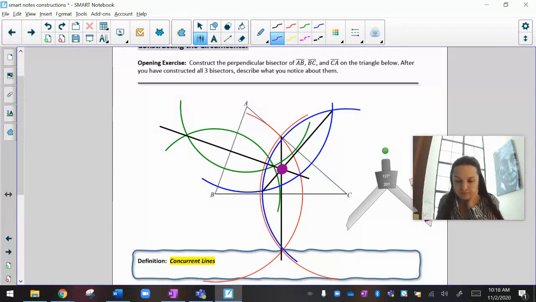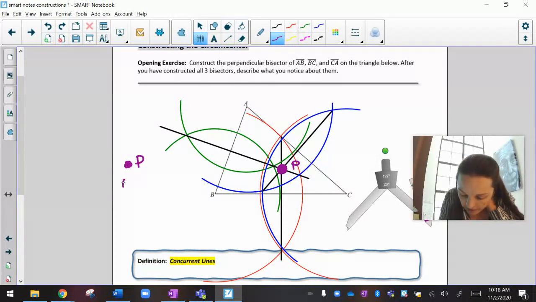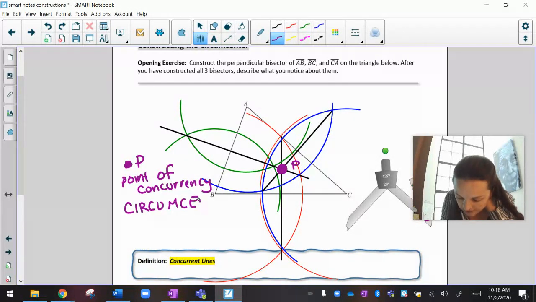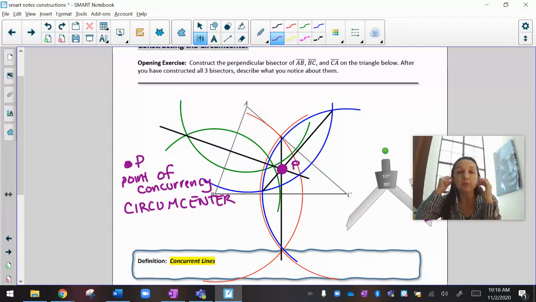Okay? That point right there is called the point of concurrency. Okay, we'll call that P. That is called the point of concurrency. And I'll explain what these things mean in a minute. And in this case, it is called the circumcenter. All right. And that's what we're learning about today.